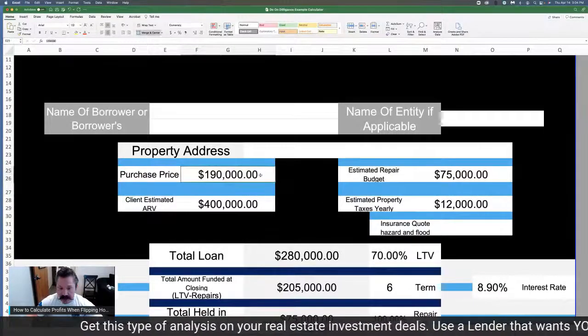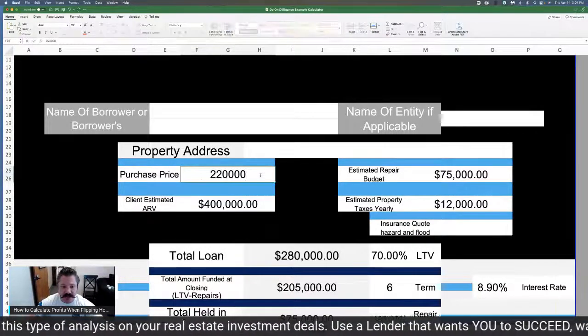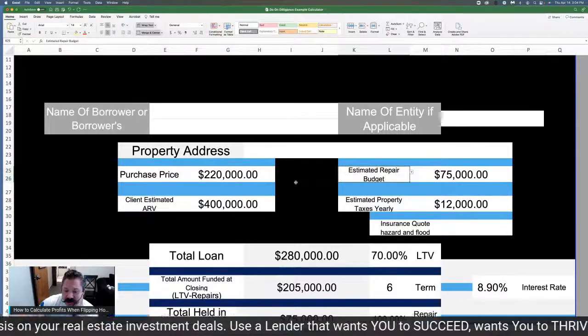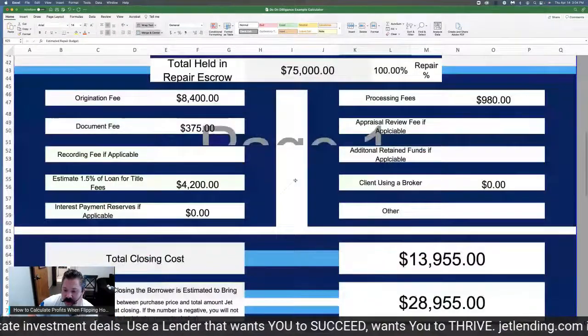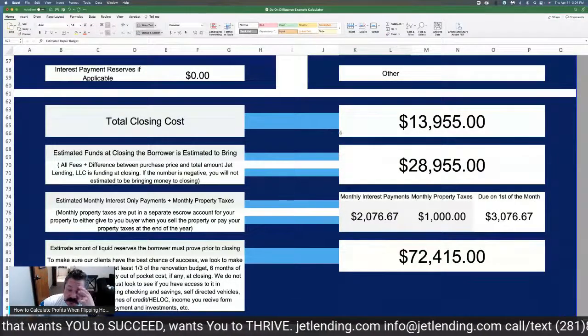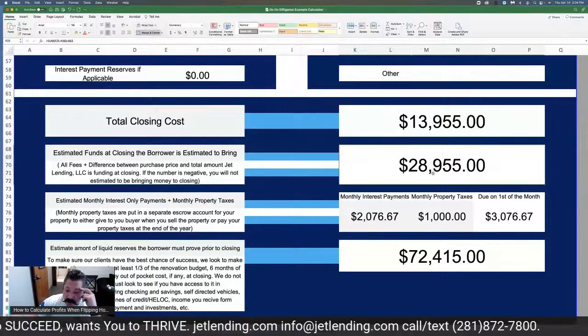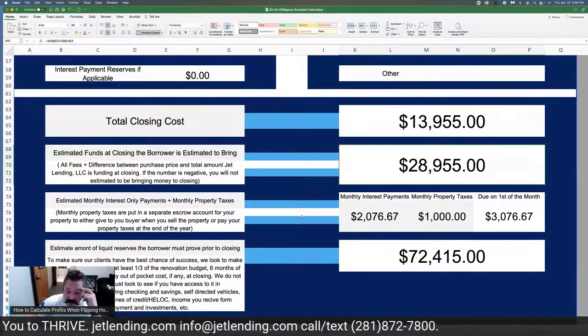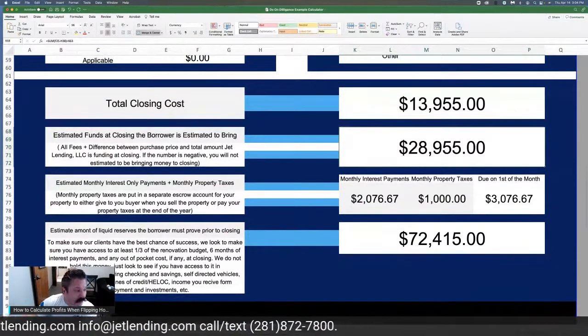All right, so let's put this back at $220,000 and see what this comes out at. Okay, so we have all of our property information, all of our closing doc information, and all our fees. So let's say you're coming out of pocket $28,955. You're like, you know what? I'm going to buy this as a flip.